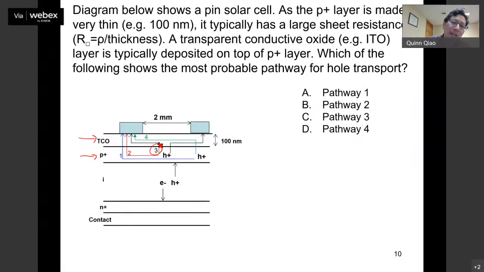Electrons like to get to the highway first and then move to the contact. They don't like to stay in the P plus for a long time. Typically you will find the one closer here, right? You don't want to go all the way to the other contact because you are closer to this contact, right? So with that, you see the answer here is what? The answer here is basically 3, right? Pathway 3 will be what a hole typically likes to take to transport, okay?